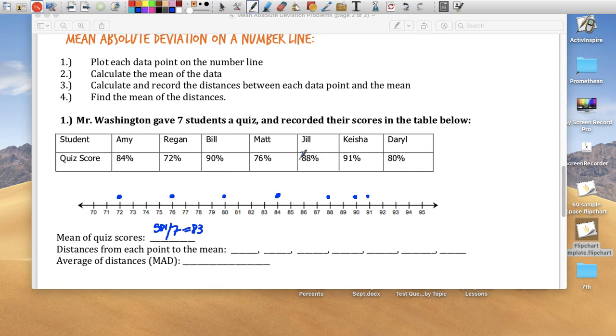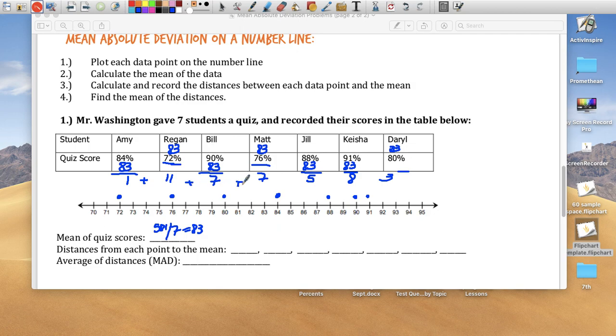So let's find the MAD. In order to find the MAD, we have to subtract 83. Depending on whether 83 is higher or lower, I put it on the top or the bottom, because I don't want to deal with any negative numbers. So 84 minus 83 is 1. This would be 11. This would be 7. 83 minus 76 is 7 again. 5. And what is this? 8. And 3.